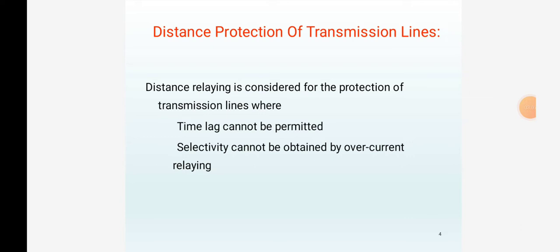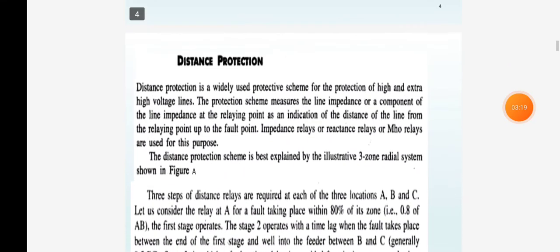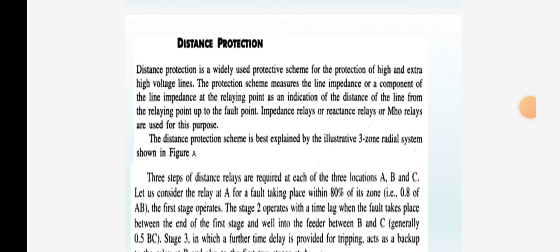The distance relay is considered for the protection of transmission lines where time lag cannot be permitted, and selectivity cannot be obtained by overcurrent relaying. Distance protection is a widely used protective scheme for the protection of high and extra high voltage lines. The protection schemes measure the line impedance or a component of the line impedance at the relaying point as an indication of the distance of the line from the relaying point up to the fault point. Impedance relays or reactance relays or mho relays are used for this purpose.